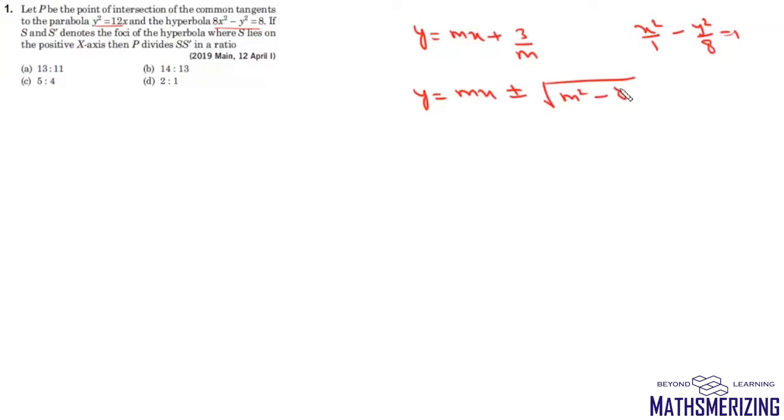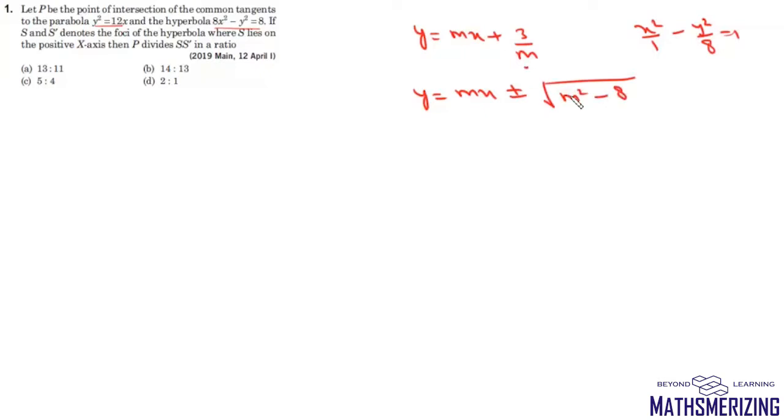find these common tangents. So equation of tangent to this parabola will be y equals mx plus a by m. A in this case is 3, so it will be y equals mx plus 3 by m. And for this hyperbola, which is x square upon 1 minus y square upon 8 equals 1, equation of tangent will be y equals mx plus minus under root of a square m square minus b square.